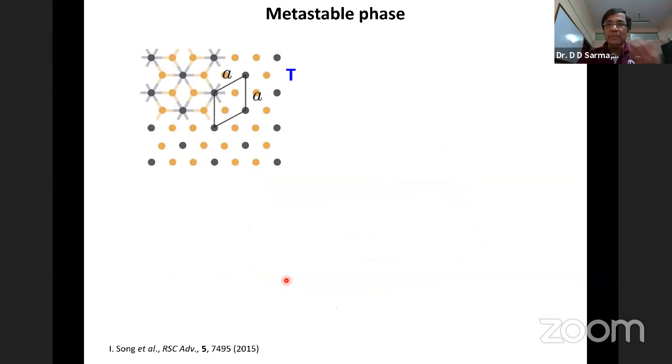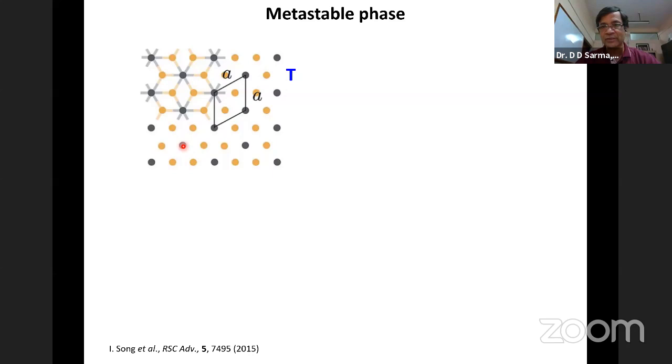What are these structures? The T structure, as I told you, is the undistorted one. Around every molybdenum, which is a black one, like here, you can see six sulfurs around it, three sulfurs on top, three sulfurs below, making the octahedral structure, a perfectly symmetric structure.